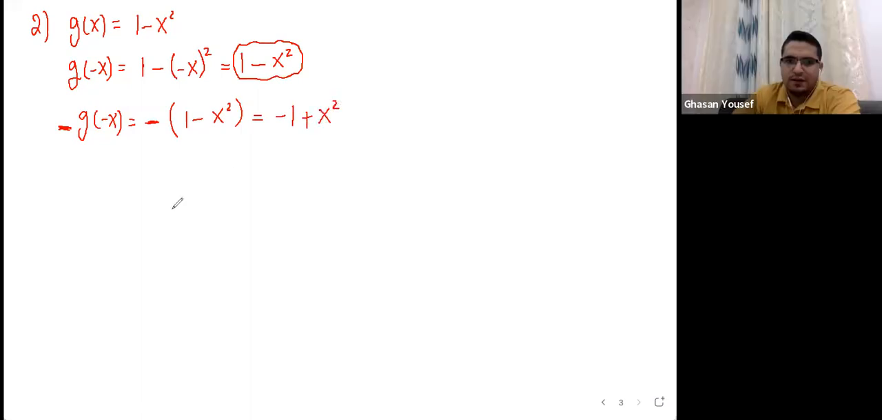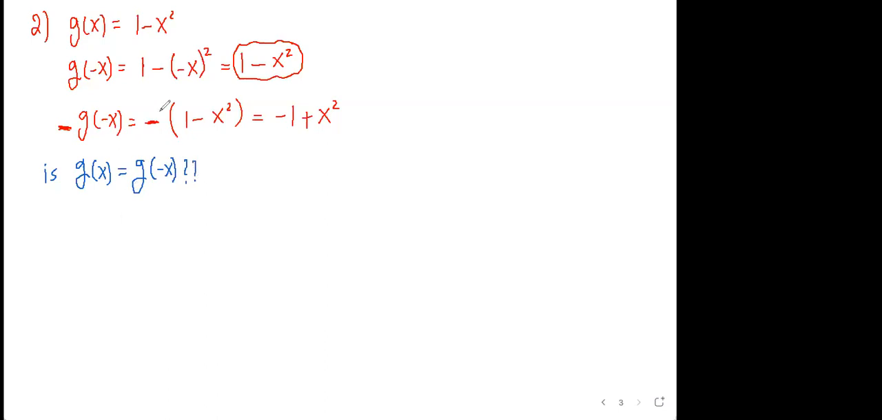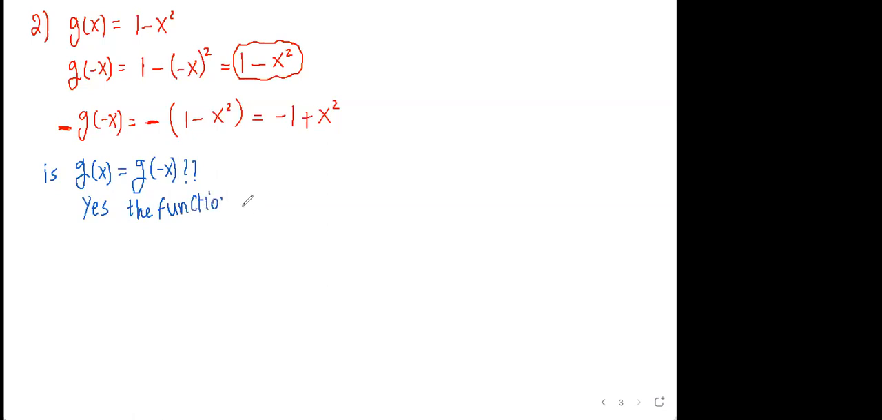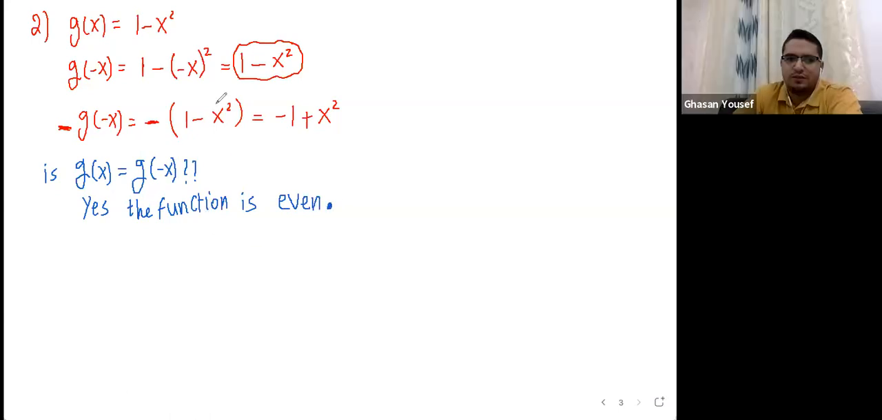Exactly. Now you have to check, is g of x equal to g of minus x? Is it equal? Yes. So the function is even. Yes, and you stop. So the function is even.